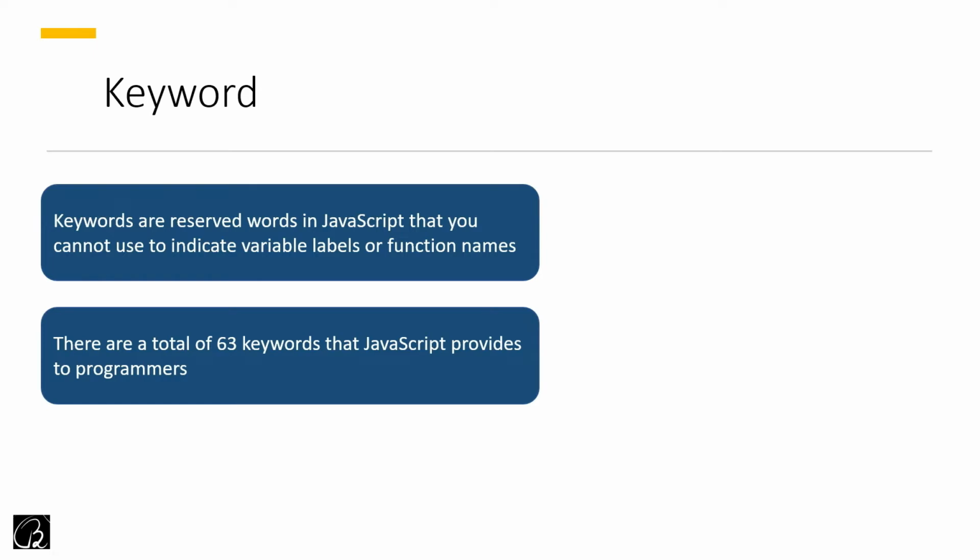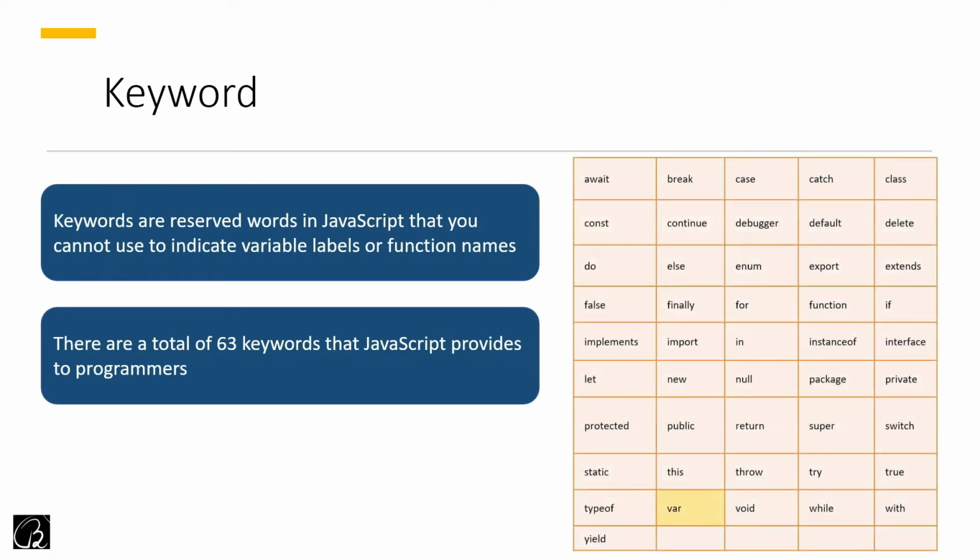You can see I am showing some of the keywords, the reserved words in JavaScript, that we have used so far, like while, do, false, else, enum, for, function, and so on. Don't worry, you don't have to remember all these words. It is just to let you know that we have this many keywords in JavaScript.